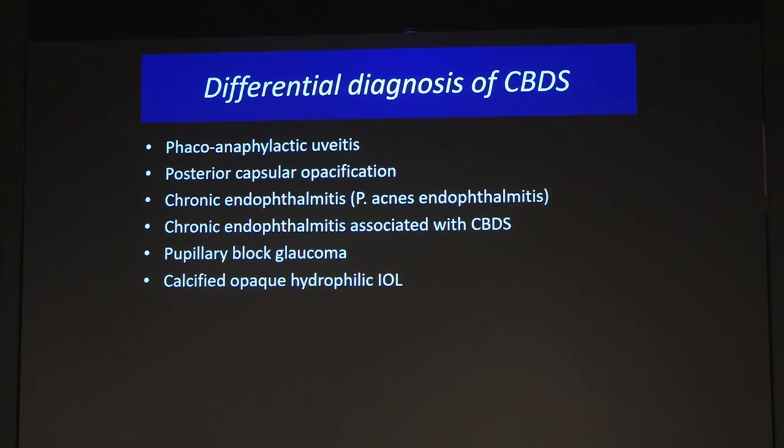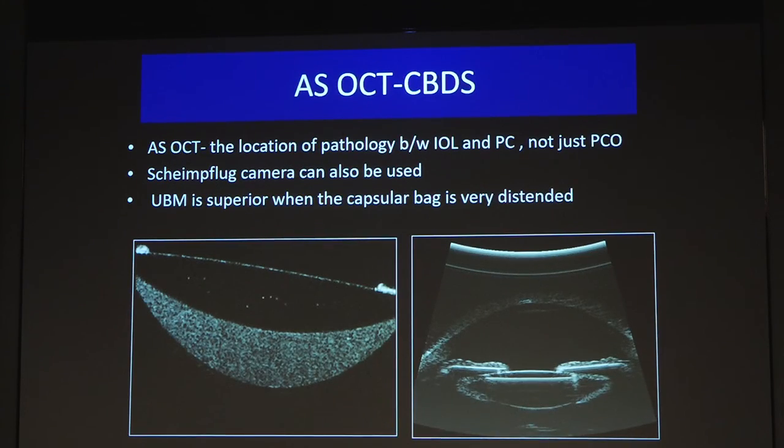So what are the differential diagnoses for capsular bag distension syndrome? Sometimes you may confuse this with severe uveitis. Sometimes if you don't do a proper examination in an undilated pupil, you can think of PCO also, chronic endophthalmitis, then pupillary block glaucoma, and nowadays with the recent opaque hydrophilic IOLs, you may say that this is an opaque hydrophilic IOL rather than doing a proper examination.